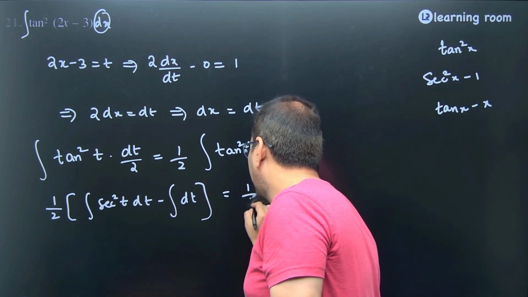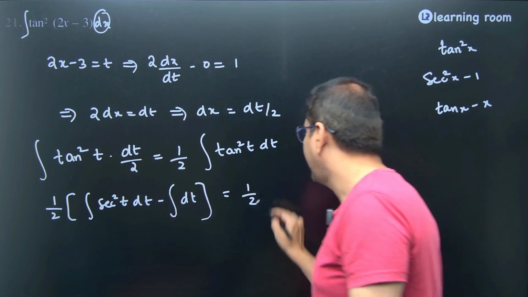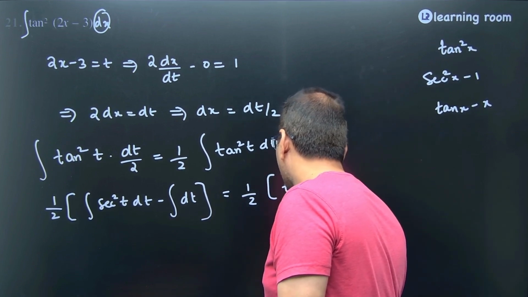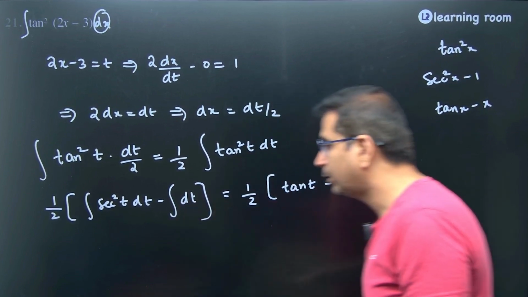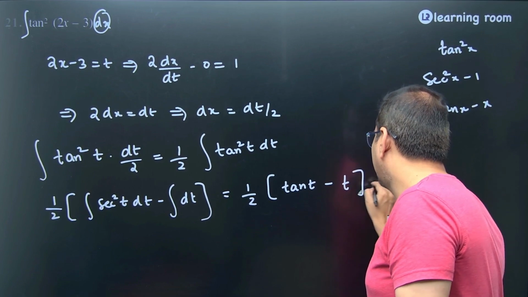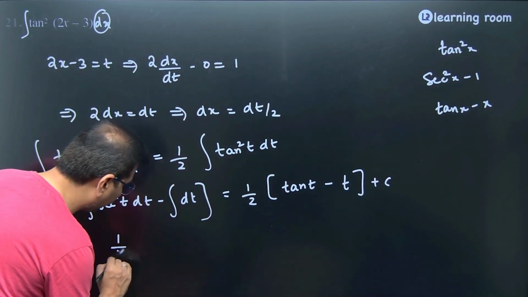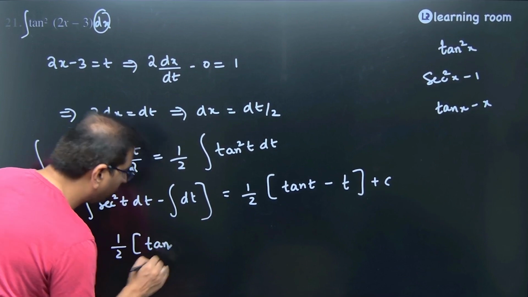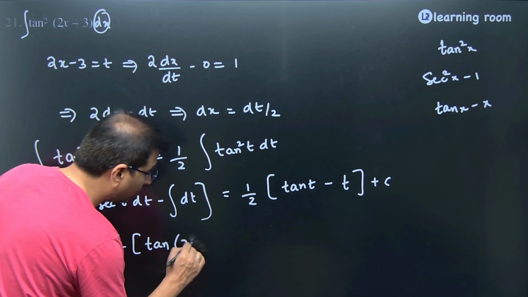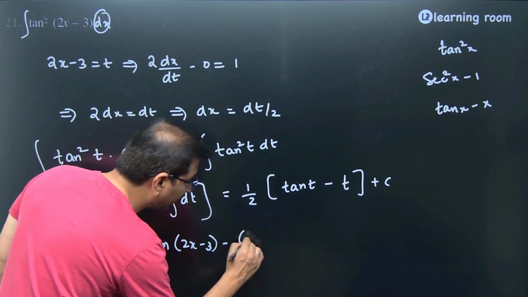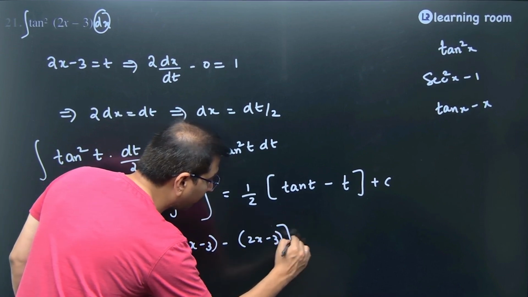You will get half of, what is the integral of secant square t? It is going to be tan t, minus the integral of dt is going to be t itself, and you have a plus c. So, substitute the value of t back, you will get half of tan of 2x minus 3 minus 2x minus 3 plus c.